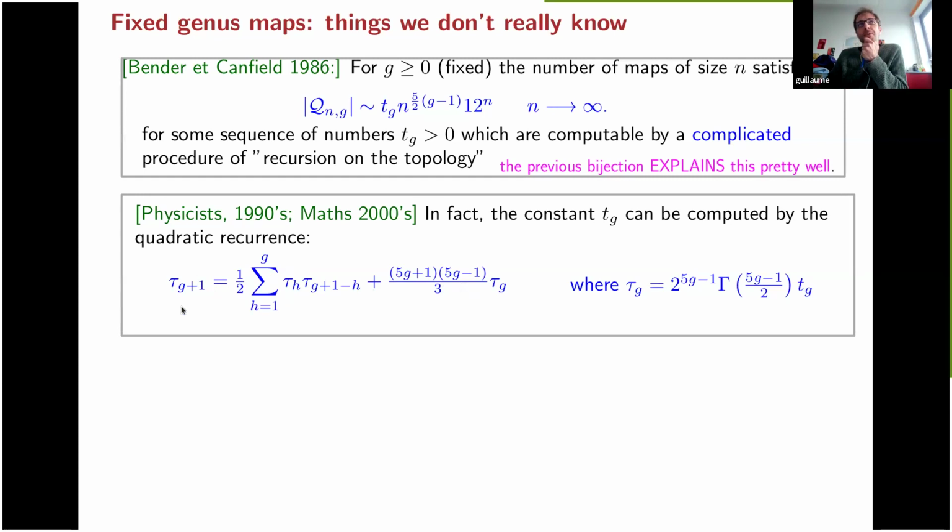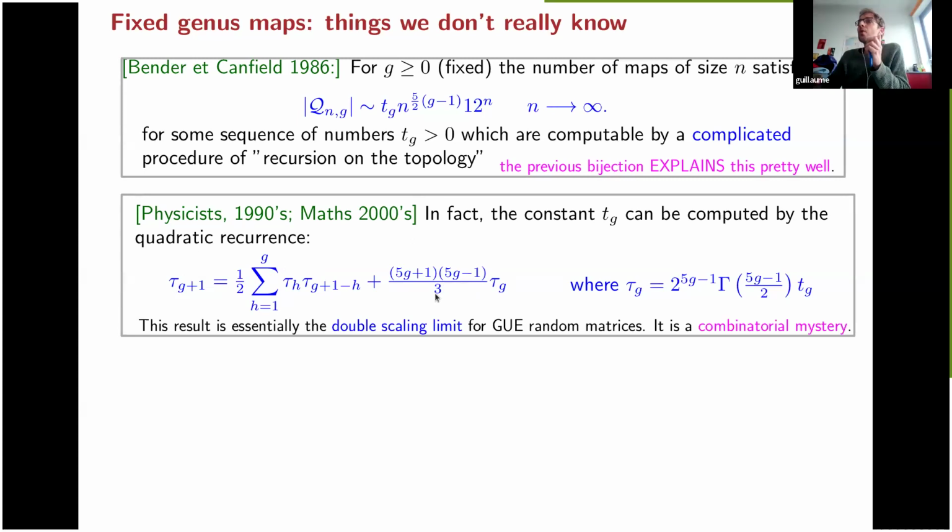This suggests that you have some surface of genus G is always obtained by either gluing two smaller surfaces in an additive way on the genus, or by taking something with one genus less and doing some construction. And this is a combinatorial mystery. Okay. So for people who know about random matrices, this is essentially what is called the double scaling limit in random matrix theory.